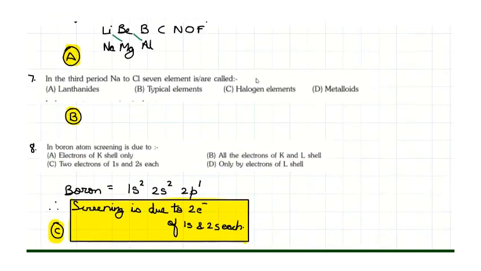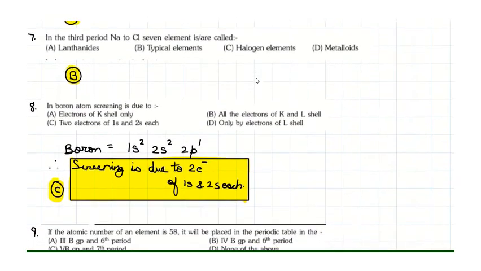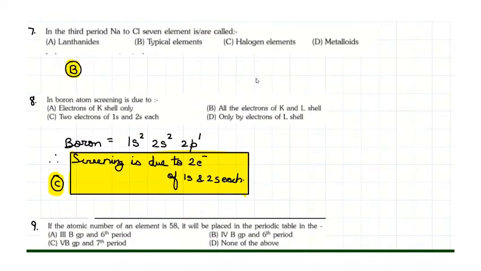In the seventh question, we have to find the name given to third period elements. This would be typical elements because halogens are part of group 17 and metalloids are distributed throughout the periods. Lanthanides are obviously group 3 period 6. Thus typical elements is the only option left.